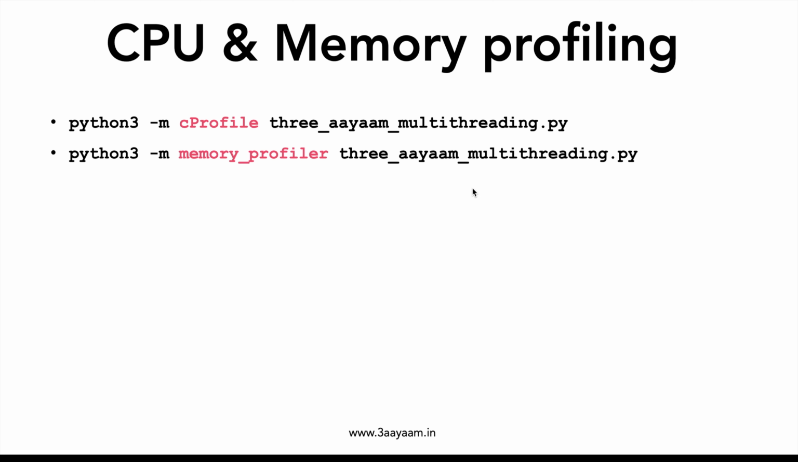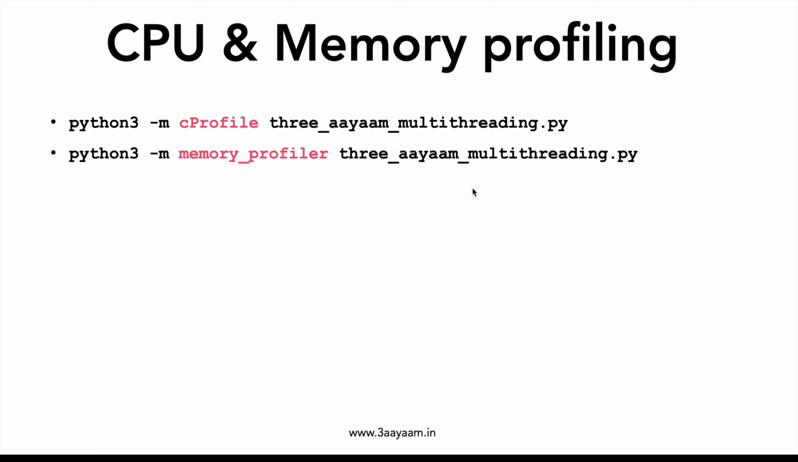And then I want to talk about profiling also. And there are two types of profiling. One is CPU profiling and the other one is memory profiling. Now the question is, what is profiling? Profiling is used to find out the execution time and memory usage of a program.